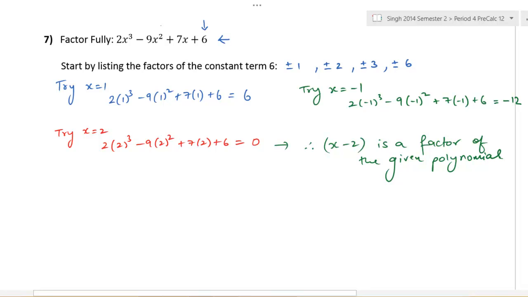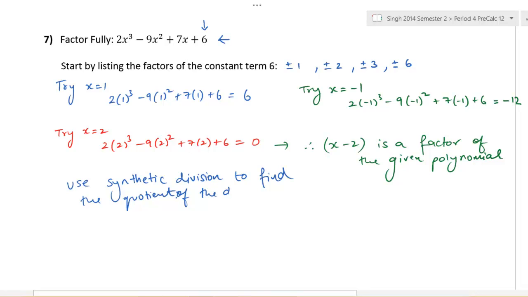Which means I can take that polynomial and write it as x minus 2 times another function which is going to be a quadratic. So let me go ahead and figure out what that quadratic function is going to be. I'm now going to use synthetic division to figure out the quotient for that. I'll start off with the original polynomial, and in fact I want to use synthetic division to find the quotient of the division: 2x cubed minus 9x squared plus 7x plus 6 divided by x minus 2.